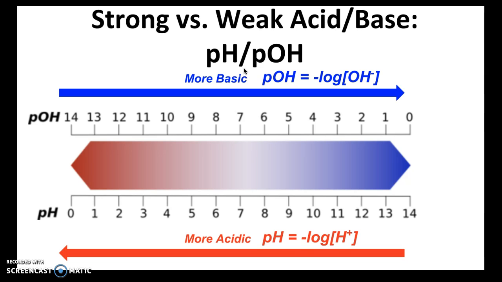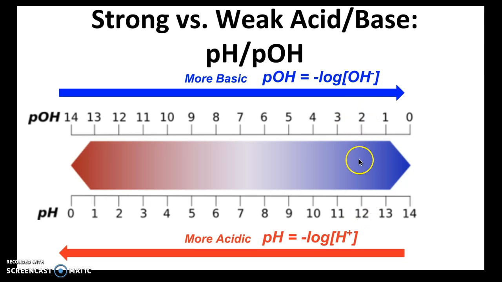Now, one thing that you may be curious about is, why did they flip the scale in this image? Why was the 14 over here and the 0 over here? And that's because of a very important relationship between pH and pOH. Let's say you have an acid that has a pH of 4. Its pOH is going to be 10. Or let's say you have a base that has a pH of 12. Its pOH is going to be 2.